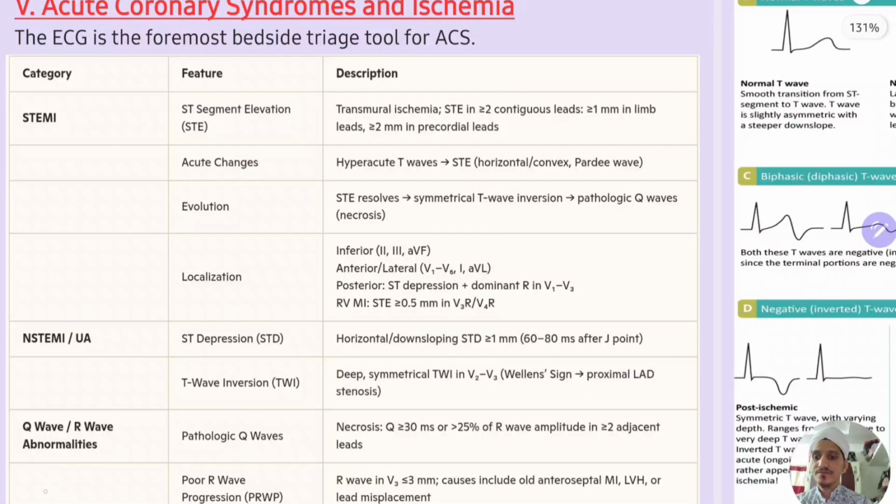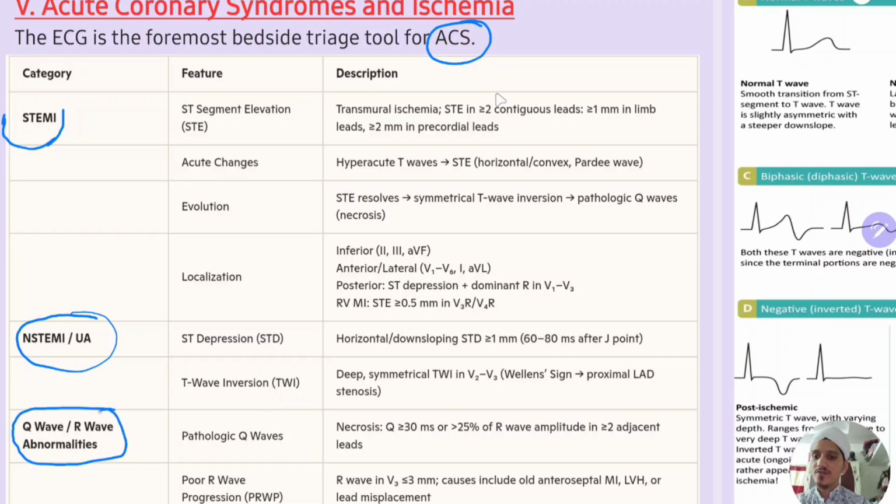As we know, ECG is the foremost bedside triage tool for acute coronary syndrome. One point we should remember here is that infarction, MI, can be ST segment elevation MI, or it can be non-ST segment elevation MI or unstable angina. Other things to note are the Q wave and R wave abnormalities. Along with STEMI and non-STEMI, we will discuss Q wave and R wave abnormalities also.